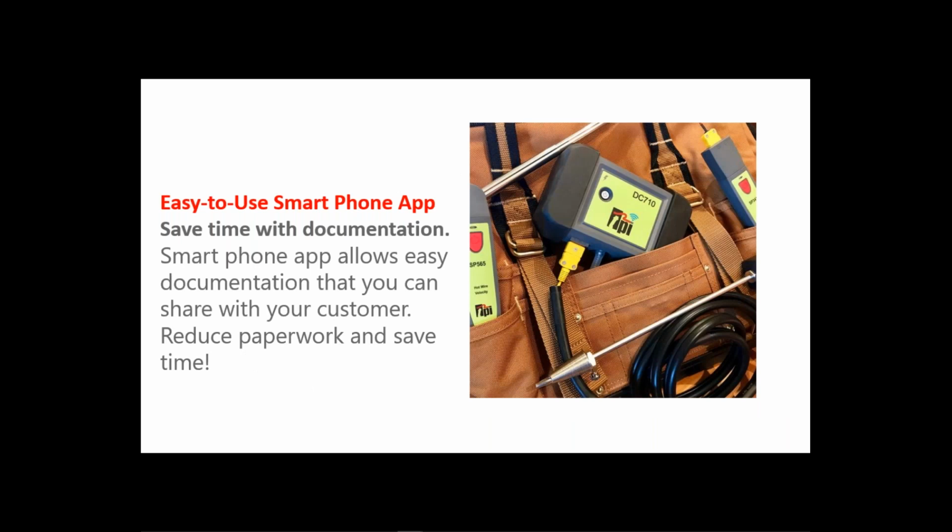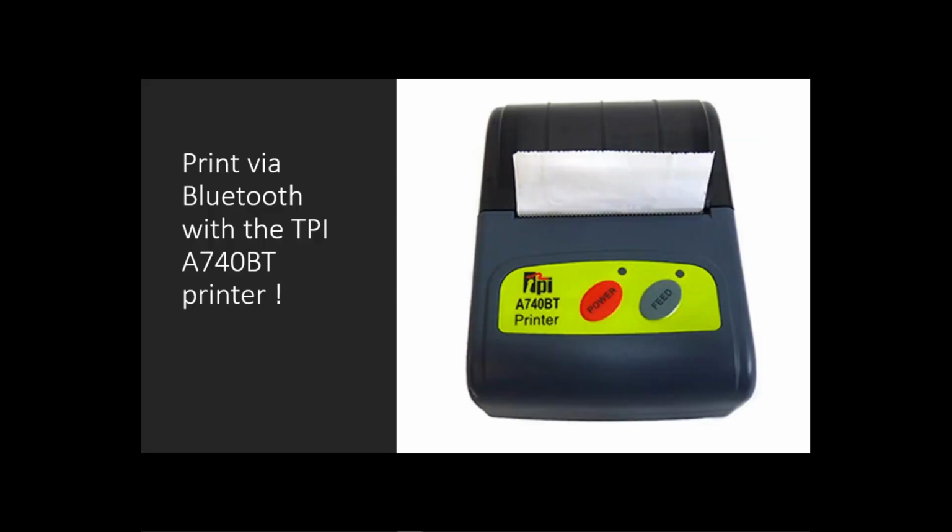So with that easy to use smartphone app, you're going to save time with documentation. The smartphone app allows easy documentation that you can share with your customer in a number of different ways. So you are reducing paperwork, and most importantly for all of us, my gosh, are we saving time? It's very, very quick. So to be able to print, you can print via Bluetooth with the TPI printer.